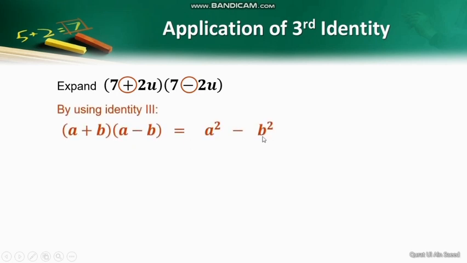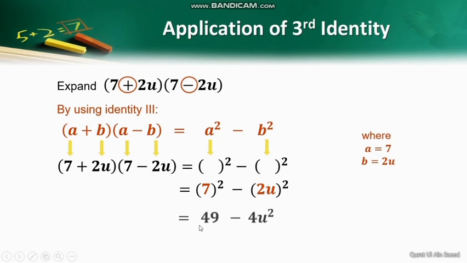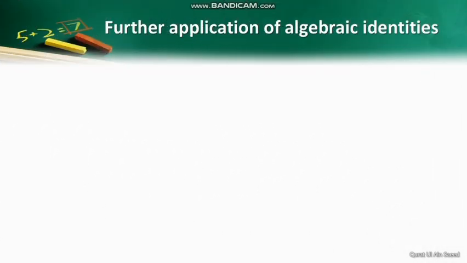We'll write down the identity, write down the given expression under it, compare the two expressions, and identify the values of a and b. Here a is 7 and b is 2u. Insert the values in the right hand side. The first term is a squared, so here it must be 7 squared. The second term is b squared, so it must be the square of 2u. Then solve the squares on each term. 7 squared is 49 and (2u) squared is 4u squared.